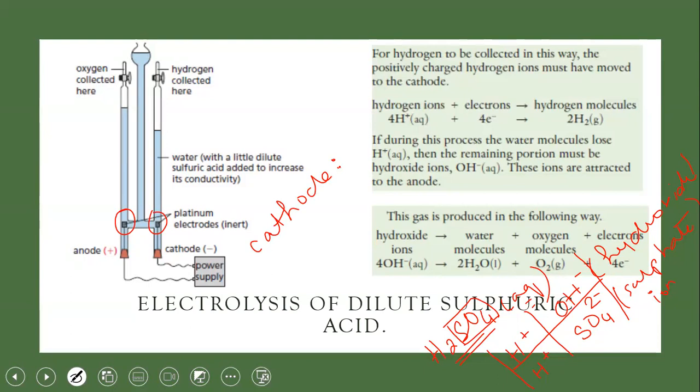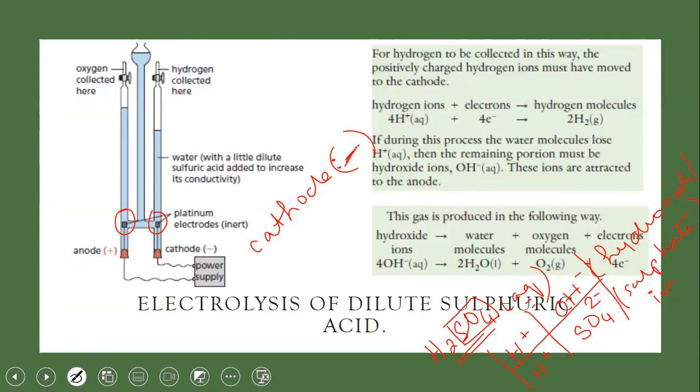Hydroxide. One second. Tell me one thing. Who goes to the cathode? The positive ion or the negative ion? The negative. Okay, one second. Remember this. The cathode is the negative electrode.